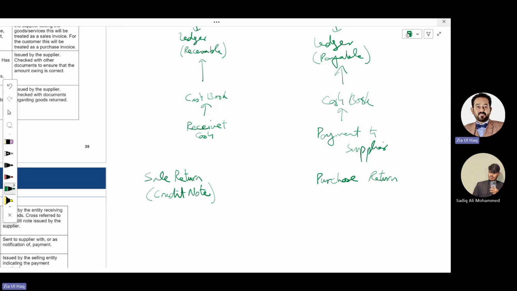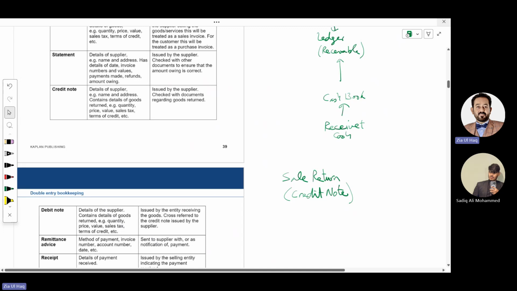While against purchases, the company issues a document called a debit note. Now let's discuss these things. What are these?